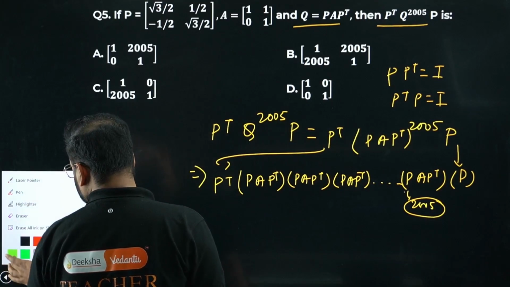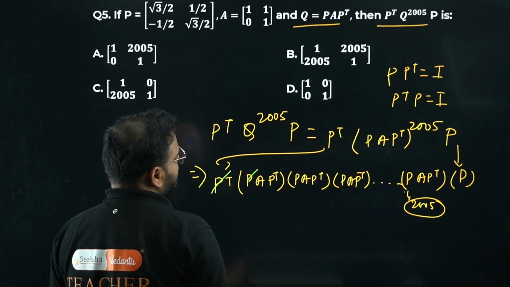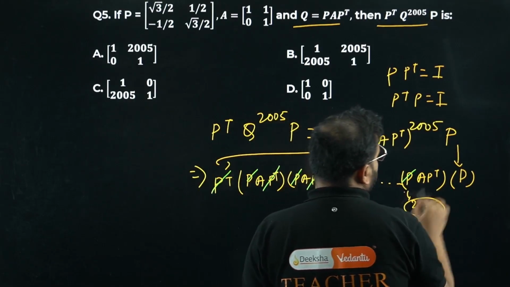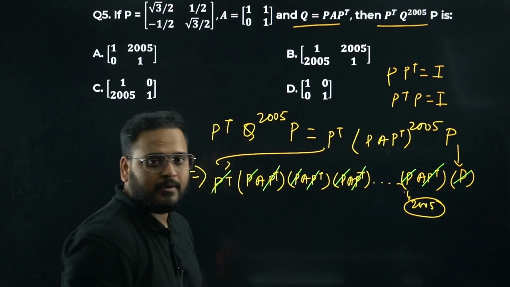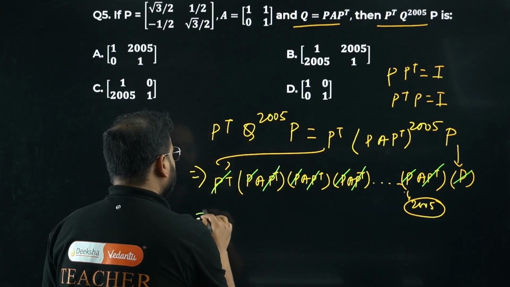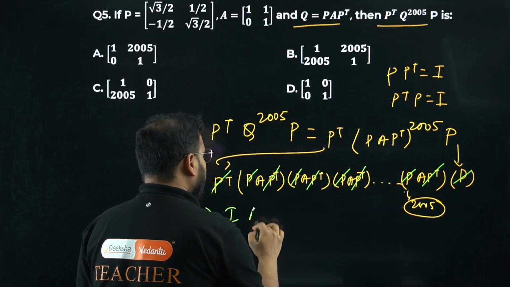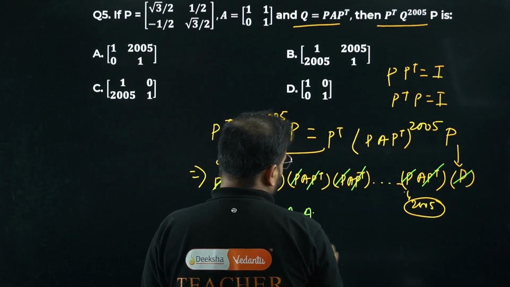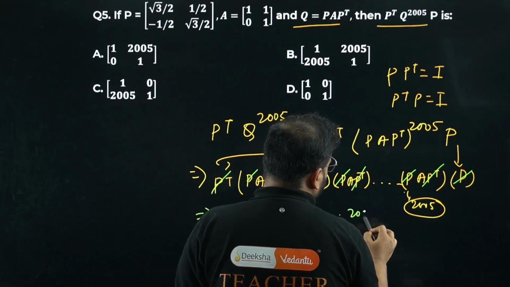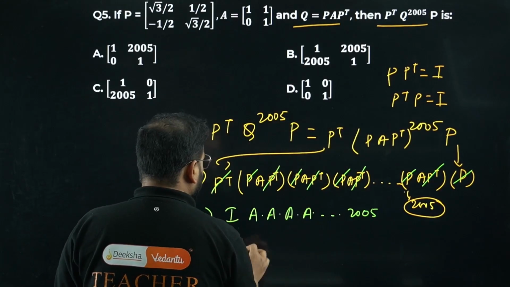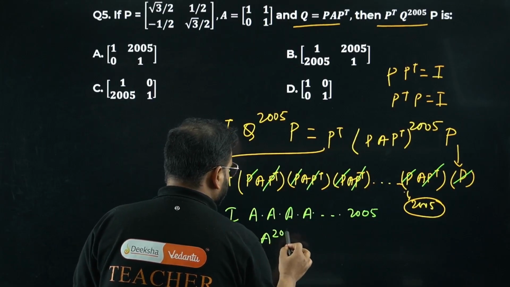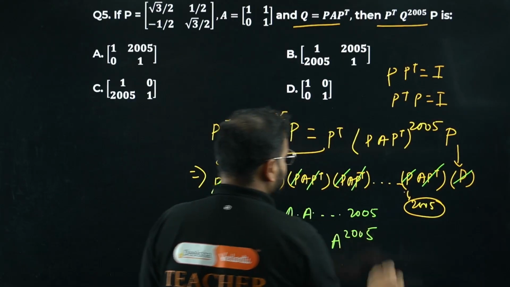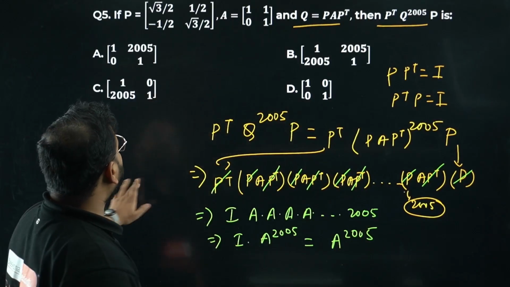Have a look. So P transpose P is the identity matrix. Correct, no? We'll get it like this. So what I'm getting over here, simply I can write, the identity matrix, and I have A into A into A, like that till 2005 times. So I get the identity matrix times A power 2005, nothing but A power 2005.